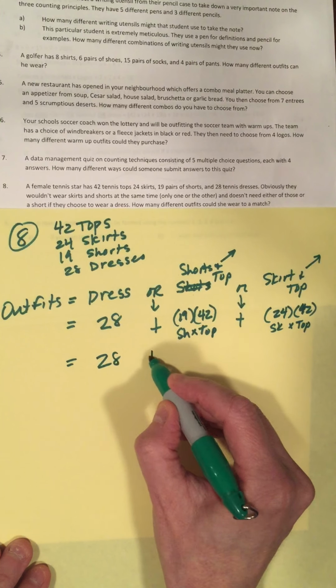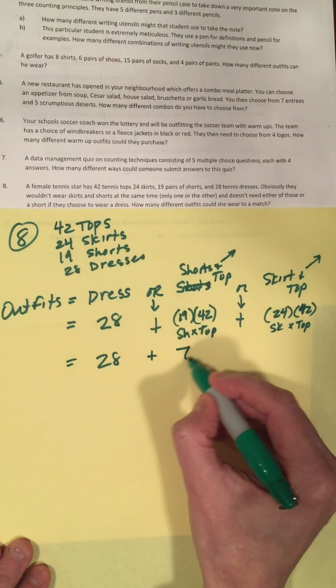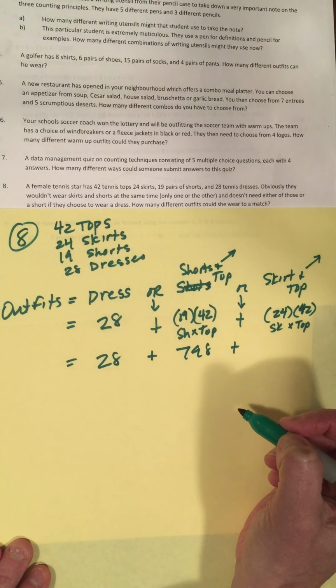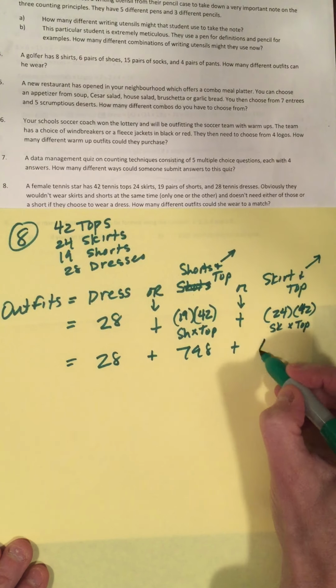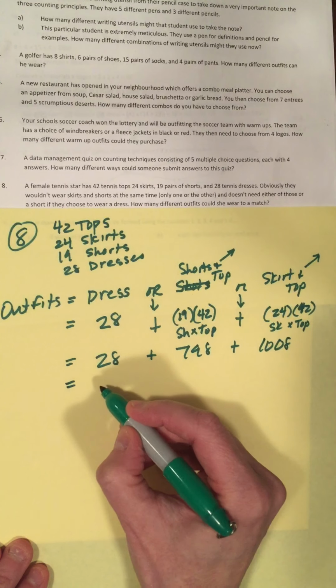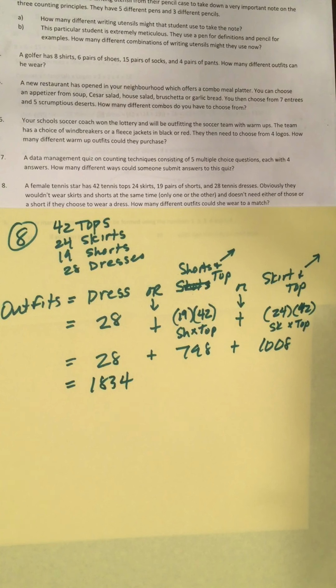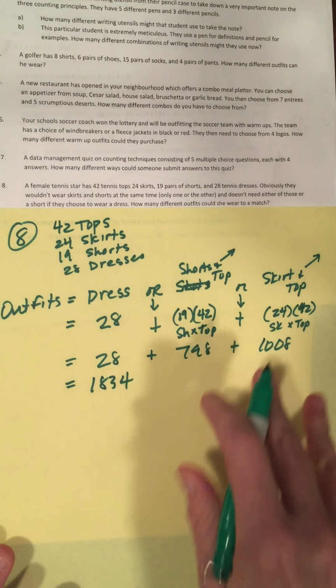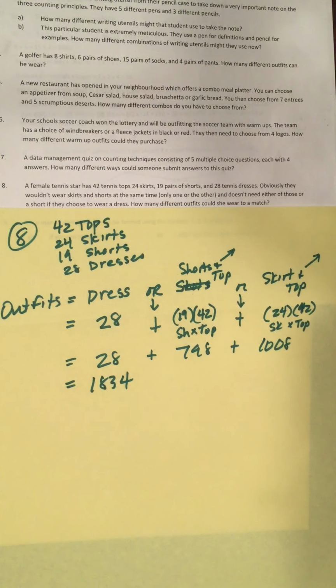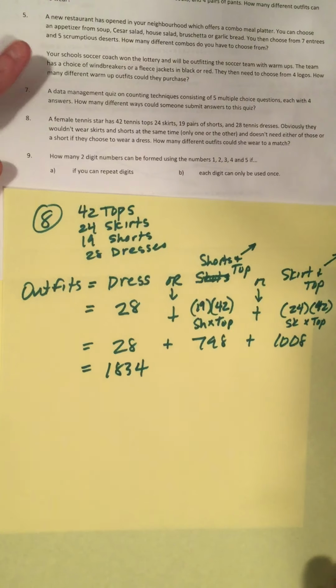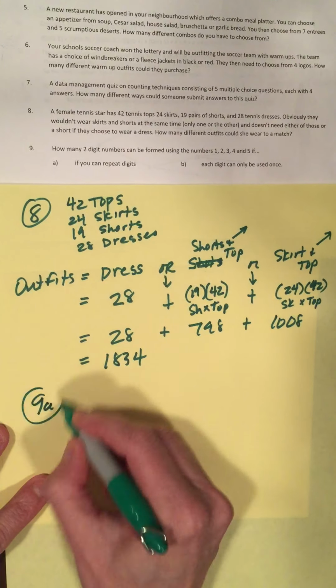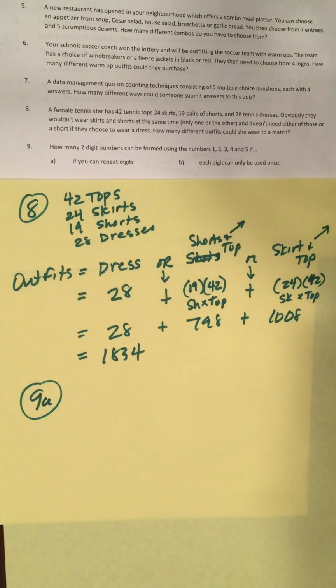So 28 plus 19 times 42, 798. 24 times 42, 1,008, for a final answer of 1,834 possible outfits. Okay, this is a beautiful test type of question because it's mixing both the and the or ideas. Fundamental counting principle. Let's take a look at question 9a, another really good test question.